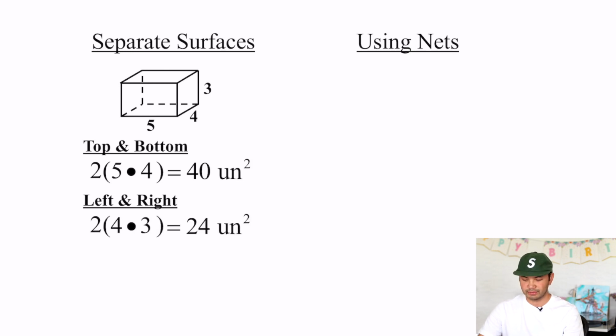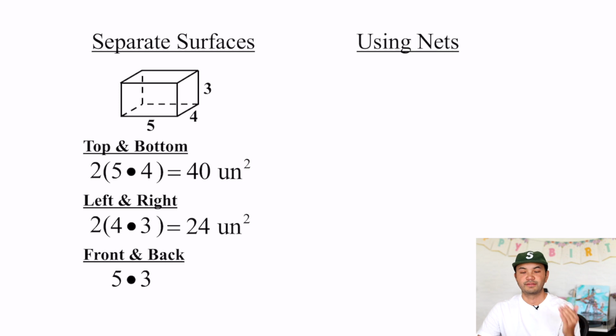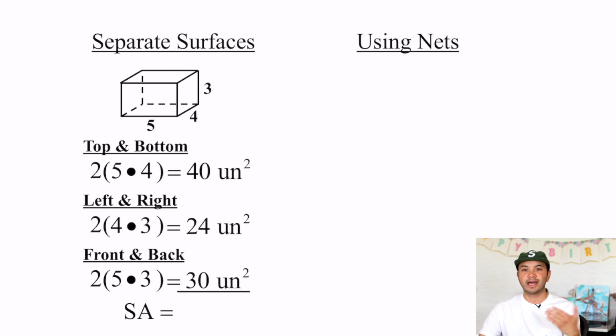And then you guessed it, the last thing you need to find are the front and back. Again, the front and back are the same. They flashed green. 5 times 3. But there are 2 of them, so times 2. And that equals 30 units squared. Okay? And then now all you need to do is add everything up. This is almost like compound figures. And that's 94 units squared.